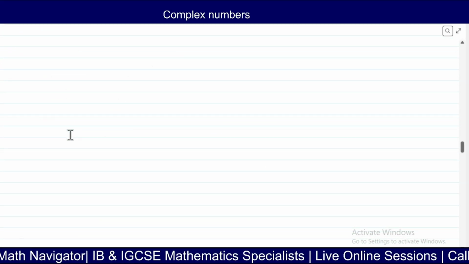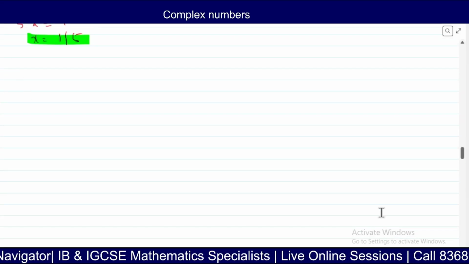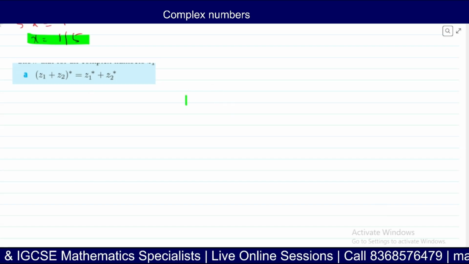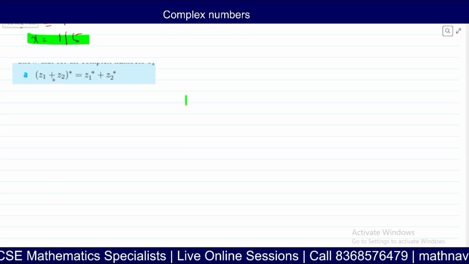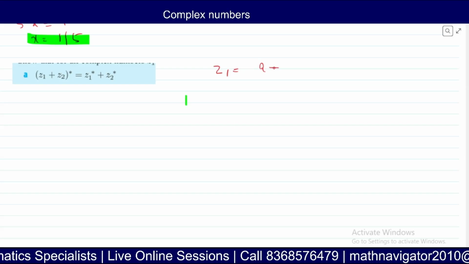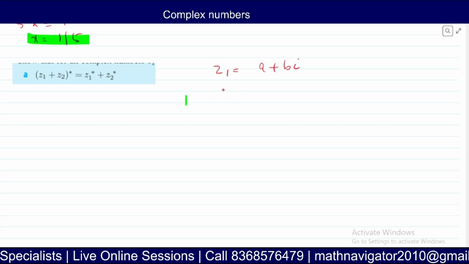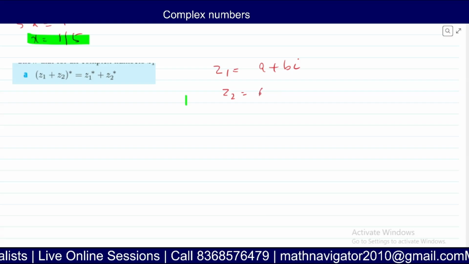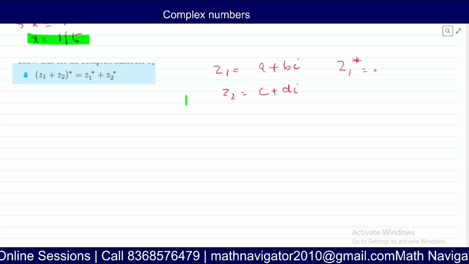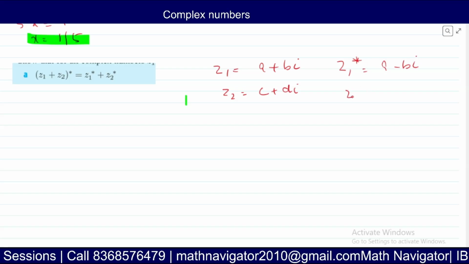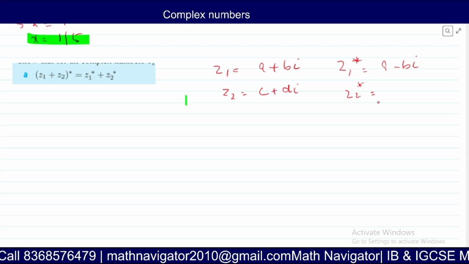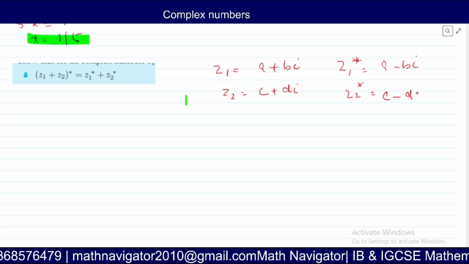So basically, we want to prove this property, right? I'll just write it now. So (z1 plus z2) whole conjugate. So we have to give some names. z1 is equal to a plus bi, and z2 is equal to c plus di. And obviously z1 conjugate is equal to a minus bi, and z2 conjugate is equal to c minus di. Let's do it.